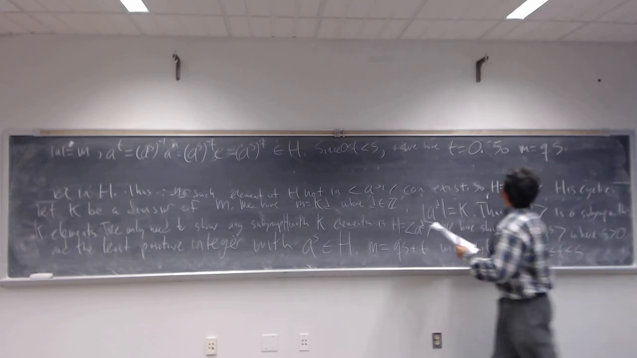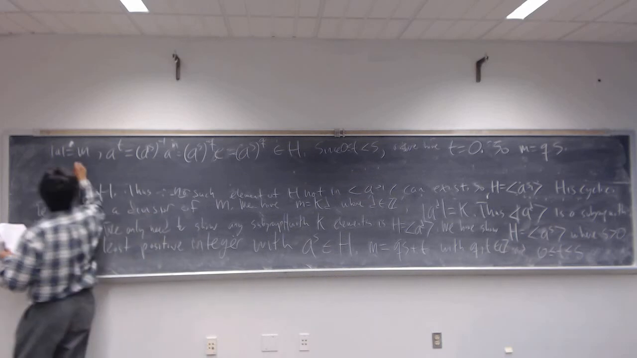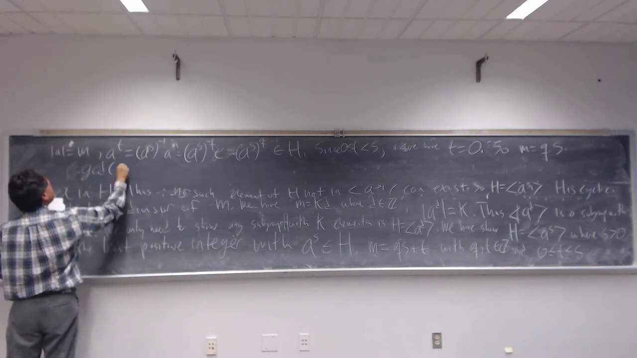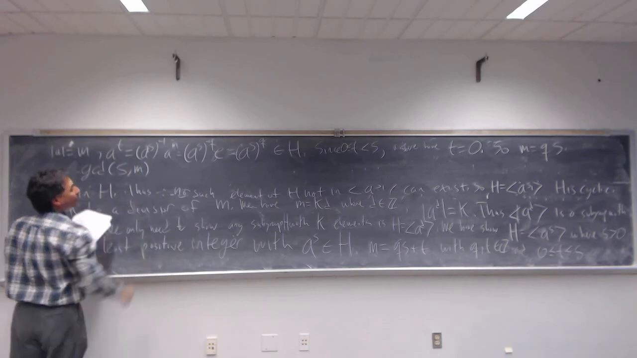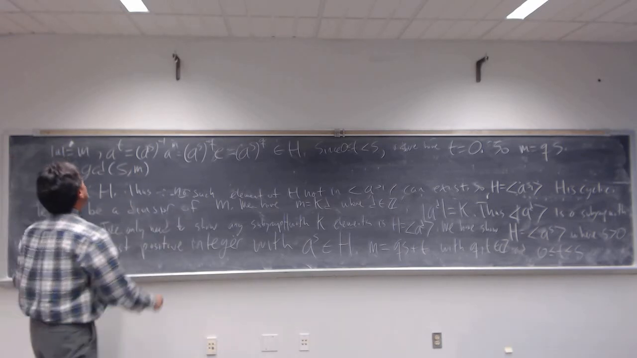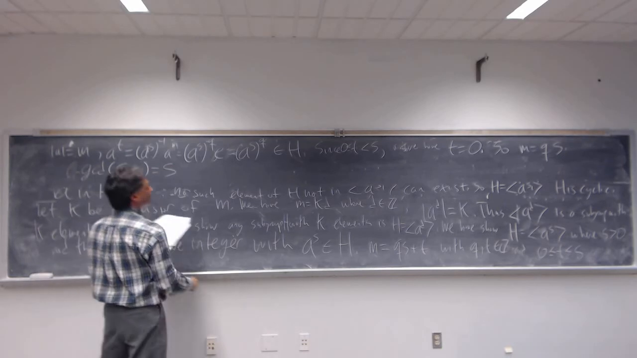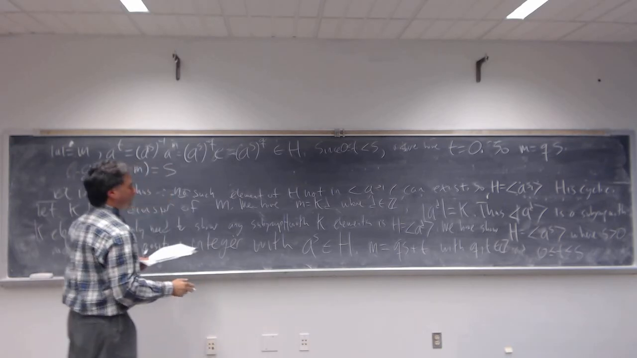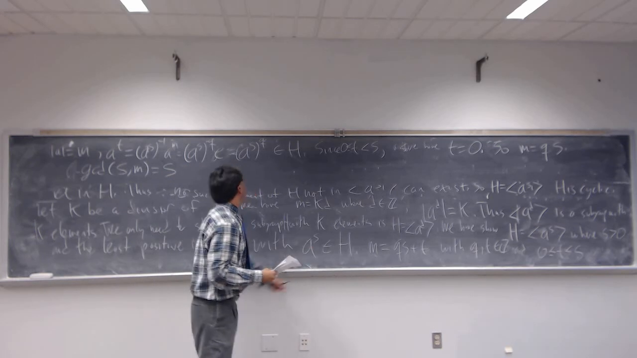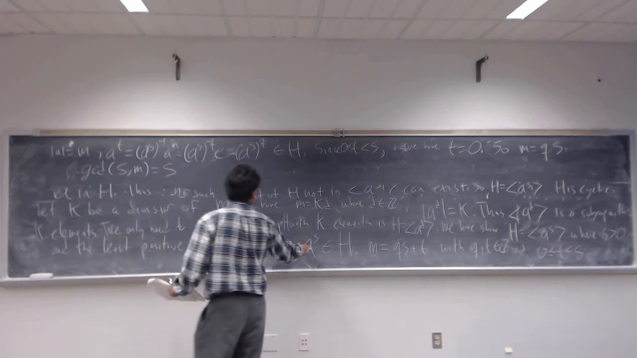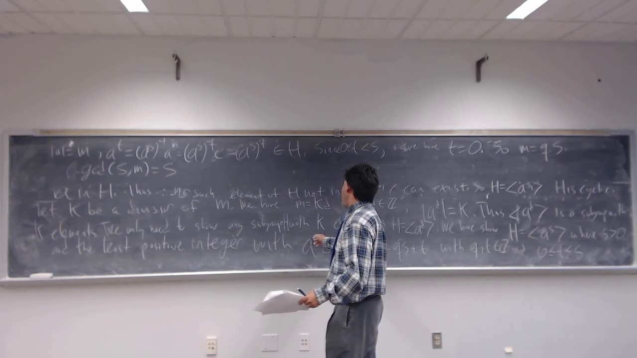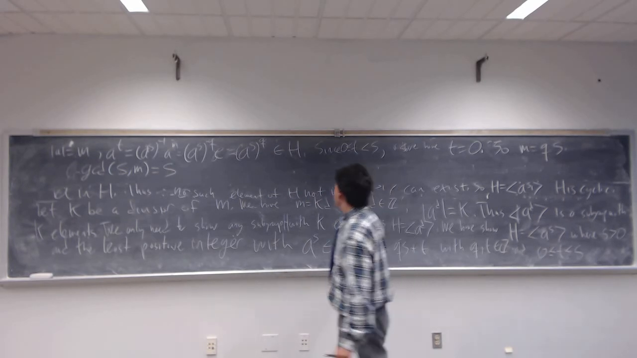And so what does that tell us? I guess that tells us that S divides M. So the GCD of S and M has to be S. Again, remember, we know S has to be less than or equal to M, since if S was M, A to the M is the identity. So that's certainly in H.